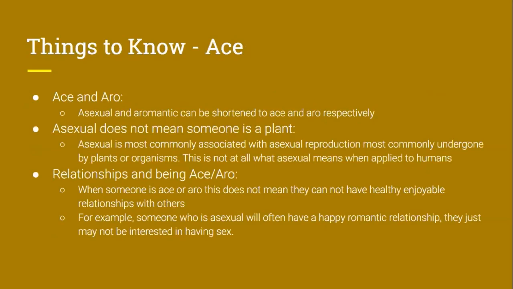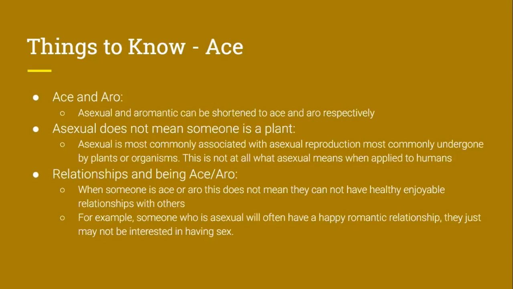Things to know about ace, aromantic, or asexual people. Asexual and aromantic are often shortened to ace for ease and convenience. As well, aromantic specifically may be shortened to aro. Asexual does not mean someone is a plant. Asexual is most commonly associated with asexual reproduction, which is most commonly undergone by plants or organisms. This is not at all what asexual means when applied to humans. As previously stated, it is someone who experiences very little or no sexual attraction towards others.